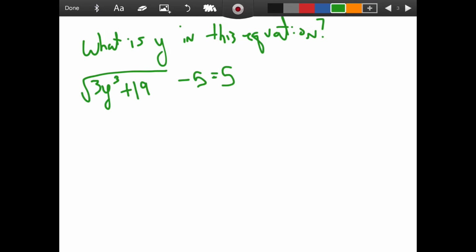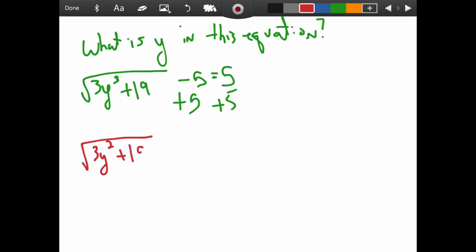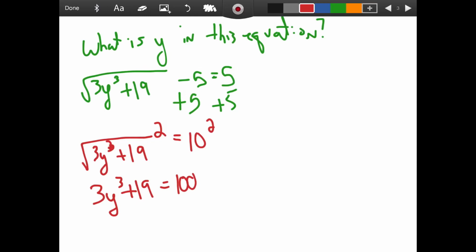In order to solve this, first thing we want to do is add 5 to both sides. Use a different color. So we're left with the radical of 3y squared plus 19 equals 10. Now we want to square both sides to get rid of this radical. This is cubed, by the way, so 3y cubed. So get rid of that radical by squaring it. 3y cubed plus 19 equals 10 squared, which is 100.